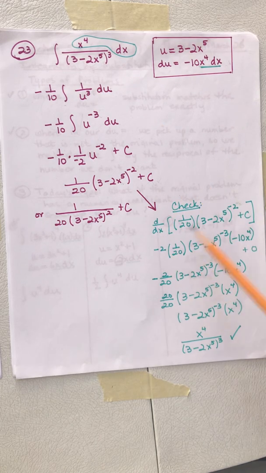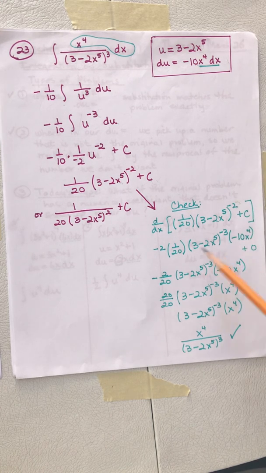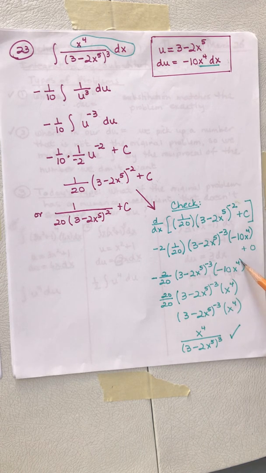So I have negative 2 times 1/20. Keep the base the same. Subtract 1 from negative 2, I get negative 3. Take the derivative of the inside, I get negative 10x to the 4th power. And then the derivative of plus c is 0. Simplify, I get negative 2/20 times the quantity 3 minus 2x to the 5th to the negative 3rd power times negative 10x to the 4th.